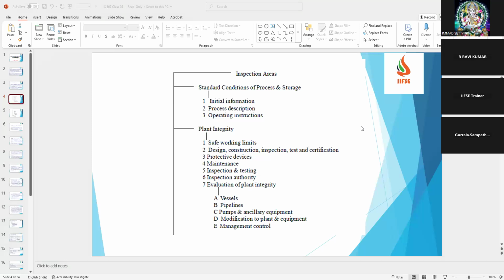But we have to control ourselves and plan everything in such a way that things happen in a proper way, and work-life balance should be there in our life.